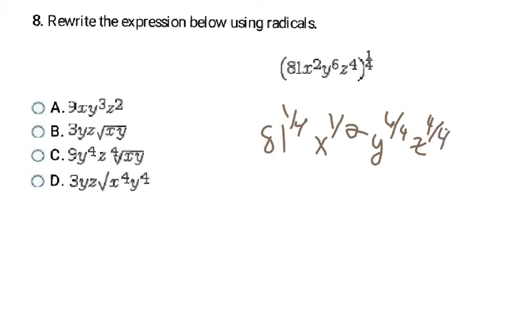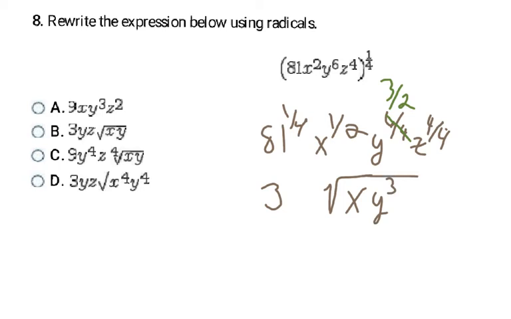So 81, the fourth root of that, which is the same as raising it to the 1/4, is 3. And then x to the 1/2, that's the same as taking the square root of x. Y to the 3/2, because that 6/4 reduces to 3/2. That's going to be underneath the square root also. So I'm going to have y cubed underneath because the cube was in the numerator.